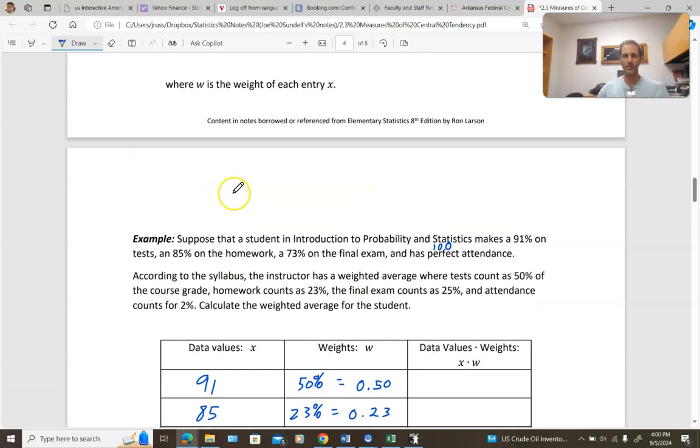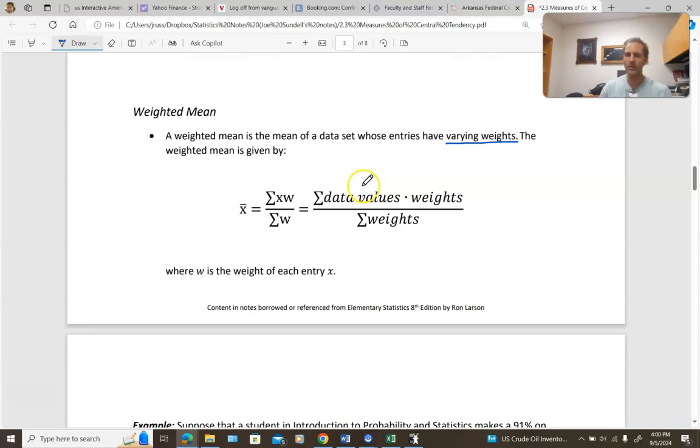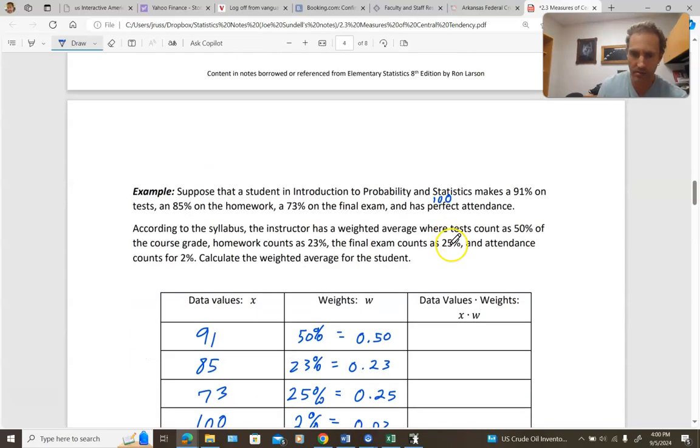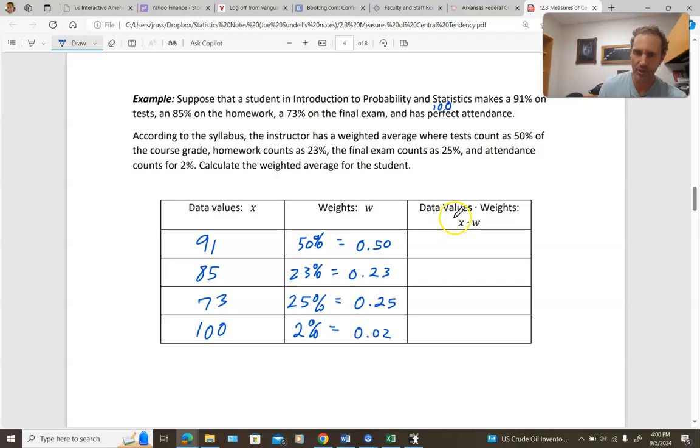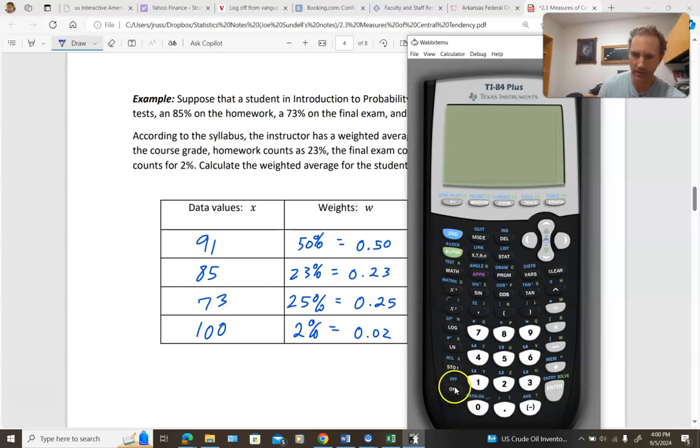All right, so if you look back up here at this formula, once we know the data values and their weights, we need to multiply them together. And then we sum up all those products, okay? So that's why I have this chart. Now we're going to multiply the data values times their respective weights. So you may have to use the calculator on some of this. 0.5 times 91, I believe, is 45.5, okay? But 85 times 0.3, I'm going to have to use a calculator on that one, guys.